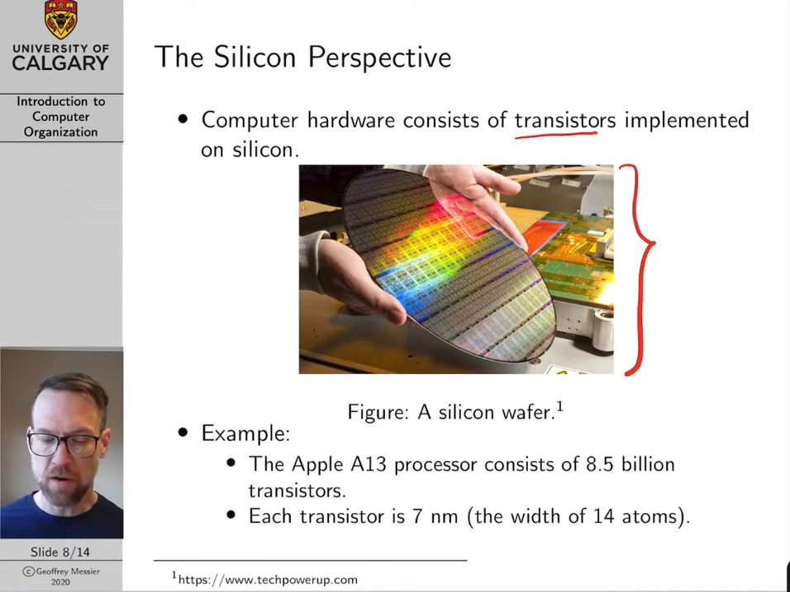This is a picture of what's known as a wafer. And on a wafer, there are a number of microchips created in rows, and these wafers are chopped up into square pieces, and the chips are put into packages and then put on circuit boards to create computers and other digital devices. And so we talk about how computers are made up of billions and billions of transistors. For example, the Apple A13 processor contains 8.5 billion transistors, just a massive number. And each transistor is only 7 nanometers wide, which is the width of 14 atoms.